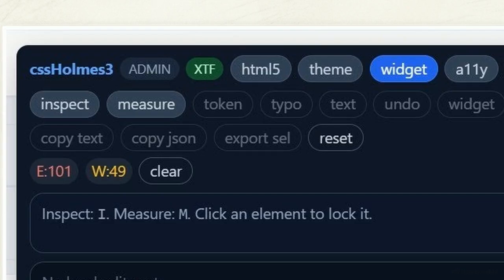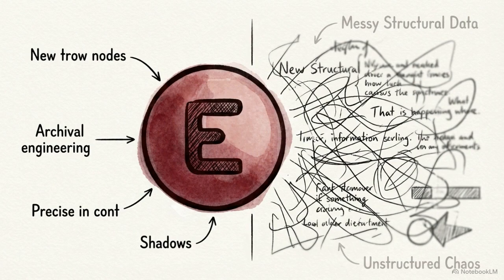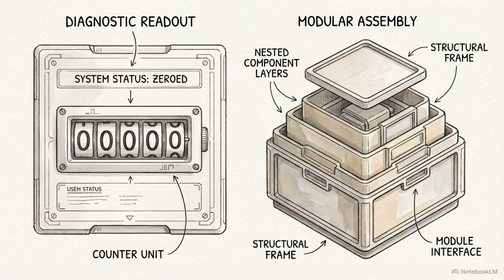This close-up shows the structural health score for the page. In the bottom left, there is an E count in red for errors and a W count in yellow for warnings. These tallies show exactly how many missing attributes or bad practices exist on the screen right now. You evaluate the damage instantly instead of hunting through raw source code.